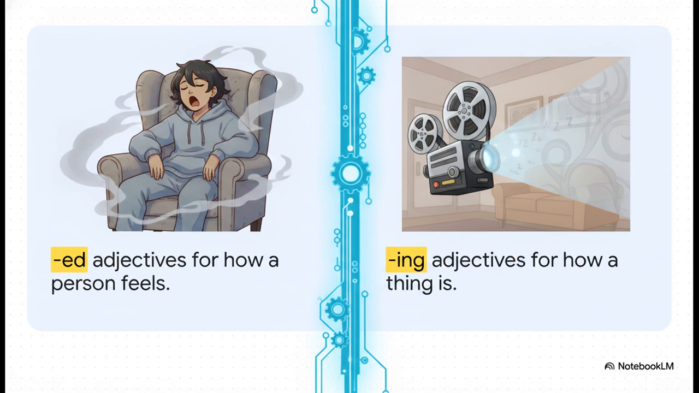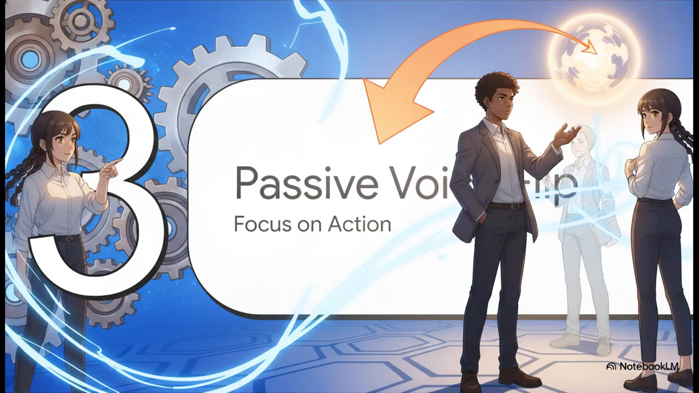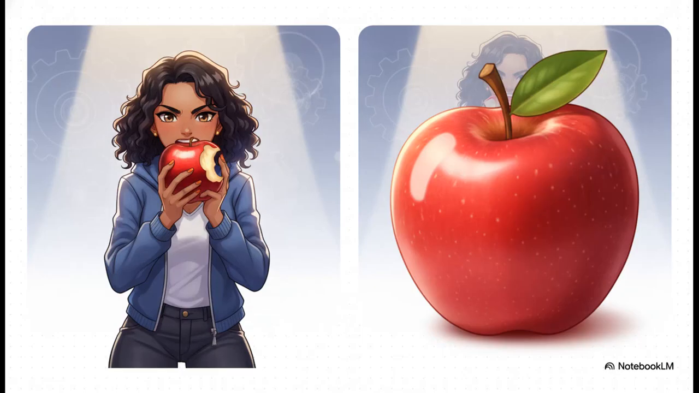So "I am bored" describes the way I feel, but "the movie is boring" describes the actual characteristic of the movie. That brings us to Section 3, the passive voice flip. The passive voice is such a brilliant mechanical function. It completely flips the sentence structure to put the object first.